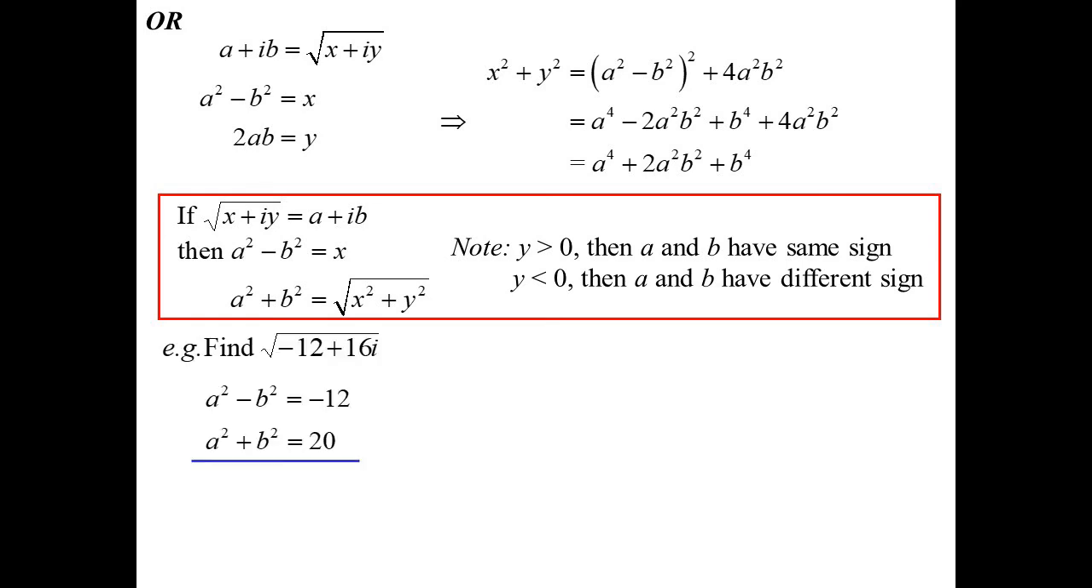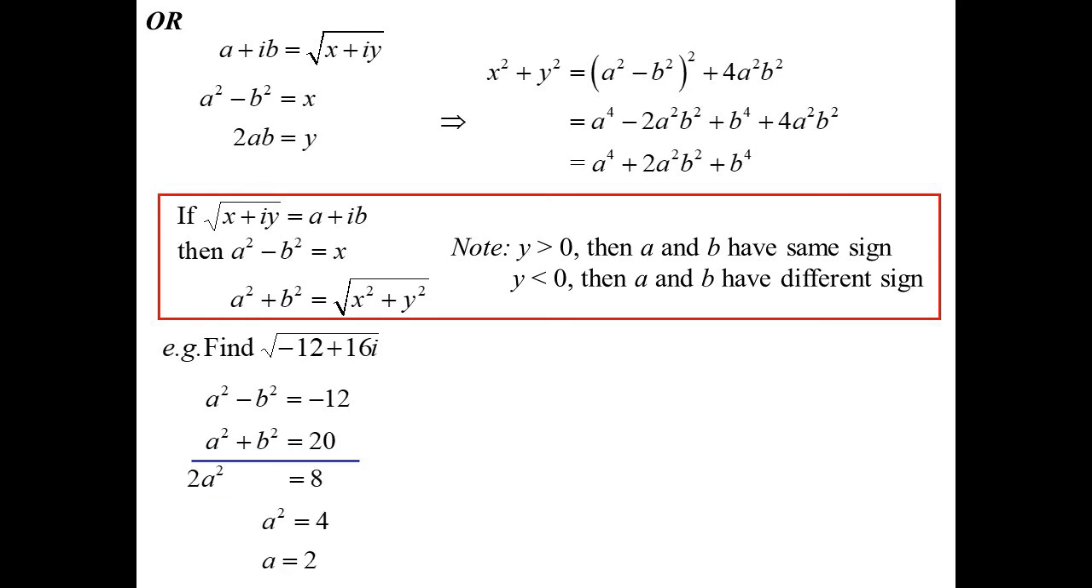Okay, let's now do the same example. Square root of negative 12 plus 16i. Well, I know the difference of two squares will be negative 12. The sum of two squares will be the length of the vector. Well, what is the square root of 12 squared plus 16 squared? It's 20. Simultaneous equations, I eliminate.